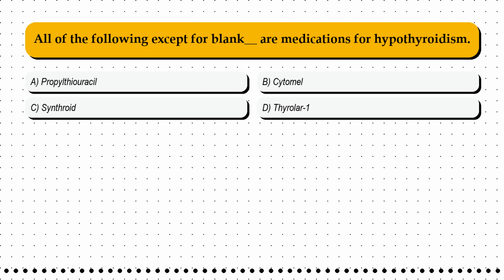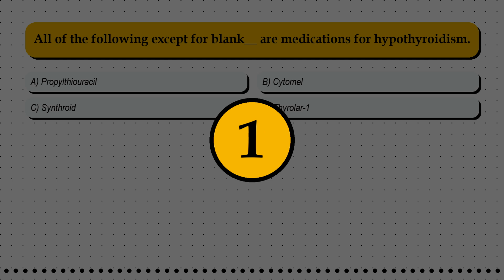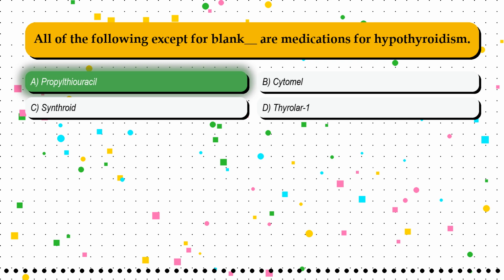Question 174. All of the following except for blank blank are medications for hypothyroidism. Option A, propylthiouracil. Option B, cytomel. Option C, synthroid. Option D, thyrolar 1. The correct answer is option A, propylthiouracil.